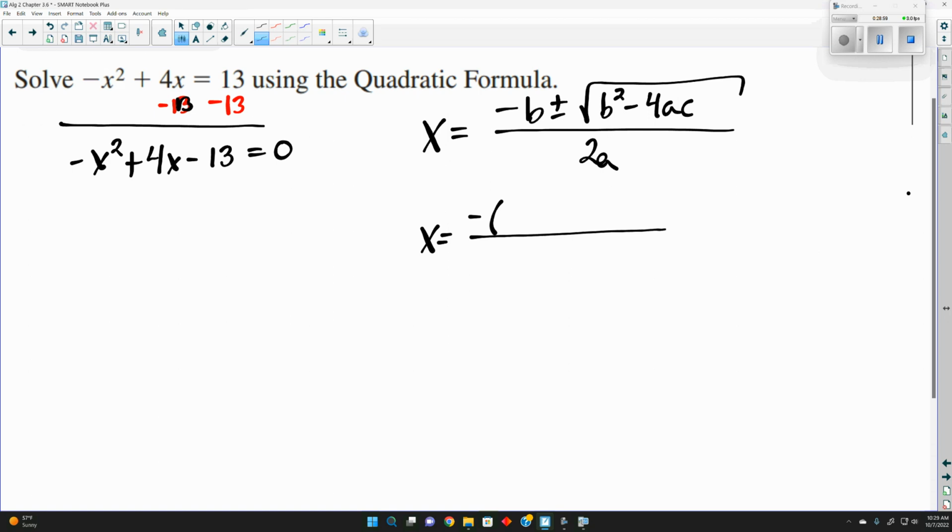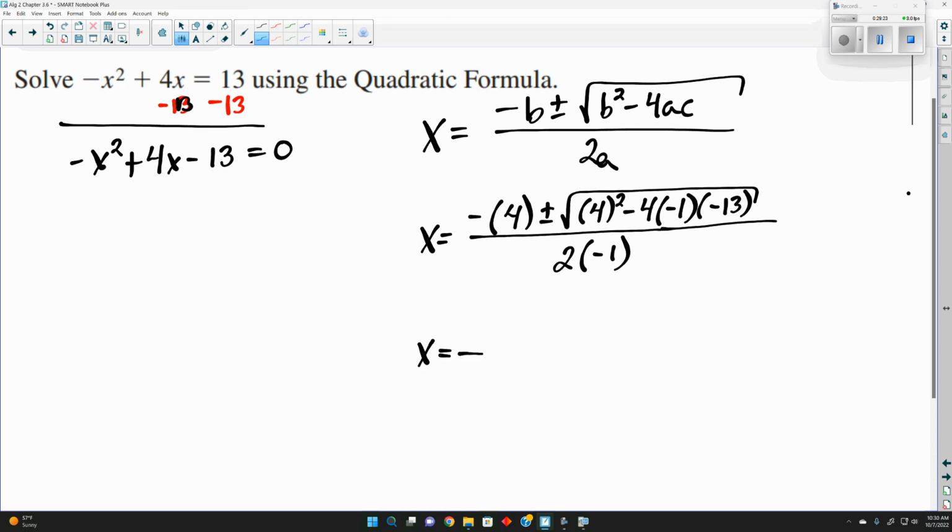We have negative b, well, our b value is 4. Plus or minus the square root of b squared, so that'd be 4 squared minus 4. A is negative 1 and c is negative 13 over 2 times a, 2 times negative 1. And again, just like before, we will simplify. So our first one is going to be negative 4, plus or minus. The denominator is going to be negative 2.